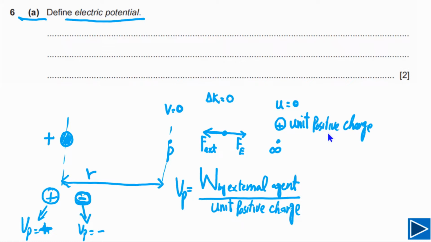Now let me show you how you can write down a proper answer for this question. This question has 2 marks and is very common in past papers. You need to understand how to define electric potential in the right way so you can get 2 marks. This is how you can write down your answer.